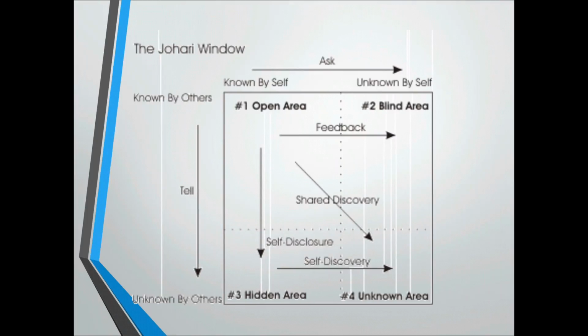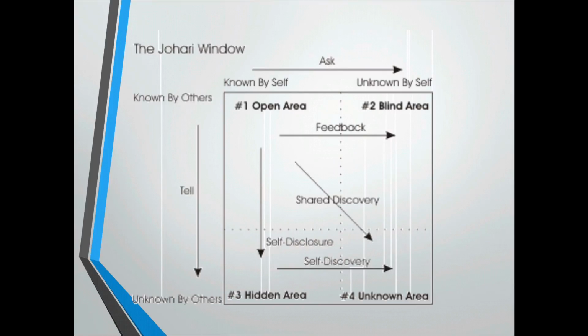Now, if I understand the entire thing, how it works, you can increase your open area and decrease your blind area depending on feedback. And the same thing can happen in the case of the hidden area. The unknown area and the hidden area also depend on self-discovery. The hidden area is primarily dependent on self-disclosure, and there are also certain areas which depend on shared discovery, which is primarily applicable to the hidden area and the unknown area, because in the hidden area someone doesn't want to disclose, and in the unknown area obviously he doesn't know, so he cannot disclose. So that is completely dependent on shared discovery.